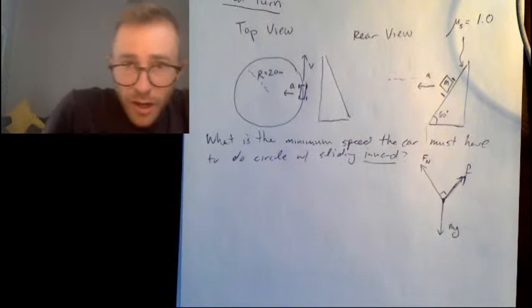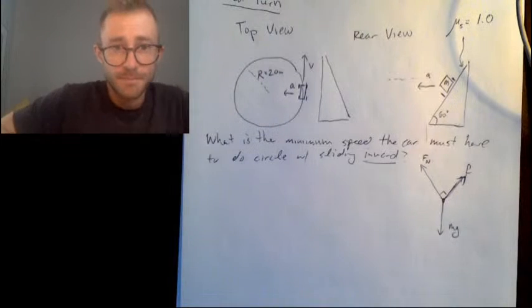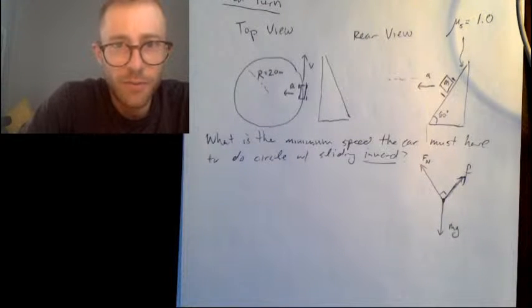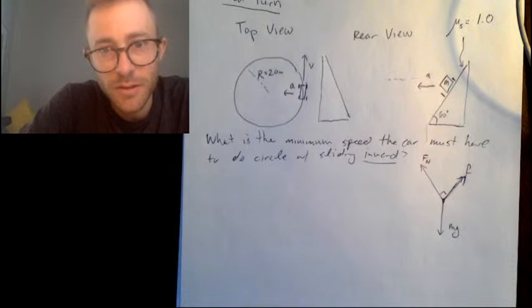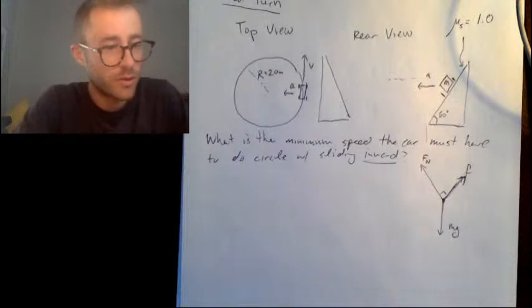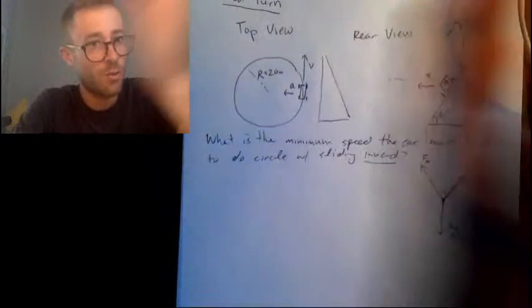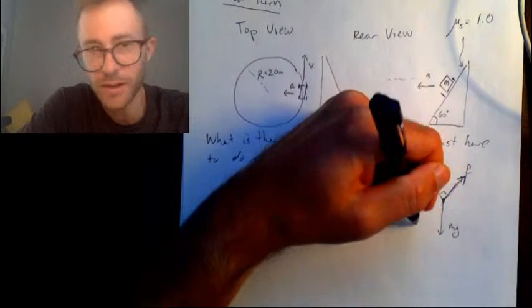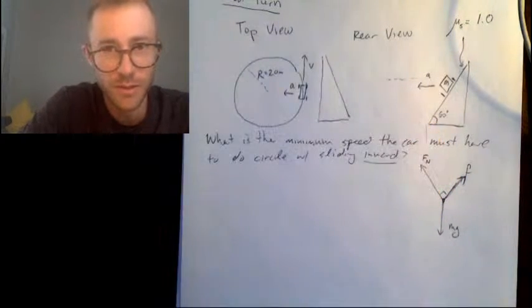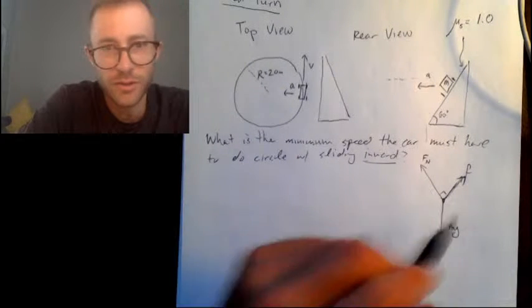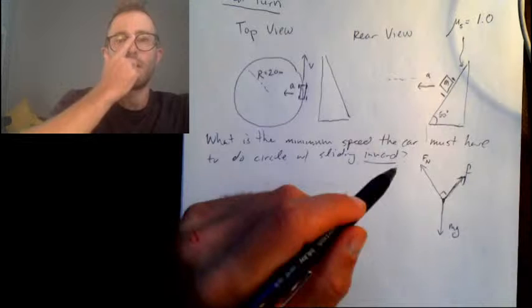The problem that you are going to be doing in the homework, in the quiz for today, is going to ask what is the maximum speed that the car can have in order to not slide outward. And if the car is about to slide outward, then friction would be pointed inward. You get what I'm saying? So for your homework, you're going to have to reverse the direction of friction compared to me.